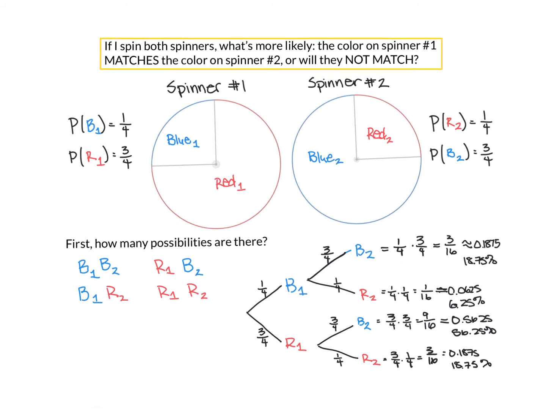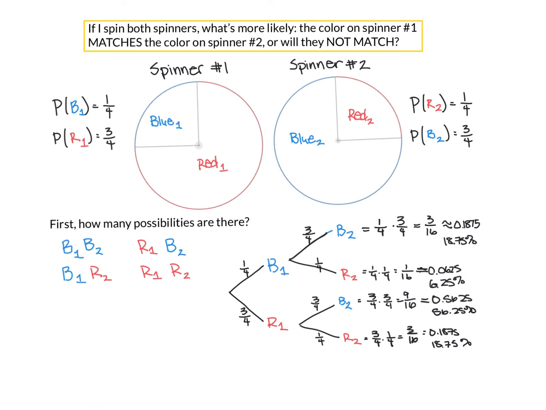Something I do want to point out real fast is that if you take 3/16 plus 1/16, that's 4, plus another 9 would get you up to 13/16, plus 3/16, you would get a sum of 16/16. The same thing will happen if you add up 1875, 625, 5625, 1875. You will get 100%. So these are all of our probabilities.